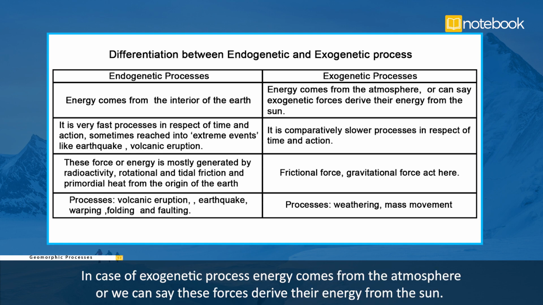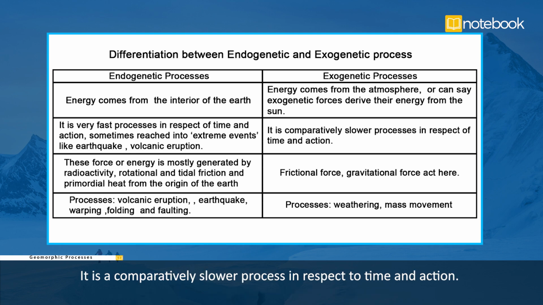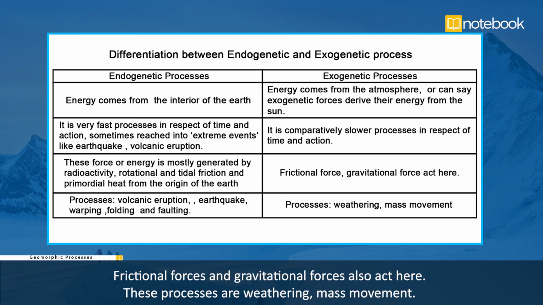In case of the exogenetic process, energy comes from the atmosphere, or we can say these forces derive their energy from the sun. It is a comparatively slower process in respect to time and action. Frictional forces and gravitational forces also act here. These processes are weathering and mass movement.